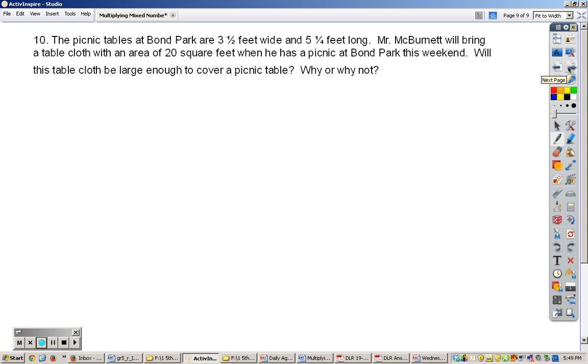Number 10, I'm just going to go ahead and do the improper fraction method. Picnic tables at Bond Park are 3.5 feet wide by 5.25 feet long. Mr. McBurnett will bring a tablecloth with an area of 20 square feet when he has a picnic at Bond Park this weekend. Will this tablecloth be large enough to cover the picnic table? Why or why not? So, our first thing we have to do is multiply 3.5 times 5.25.